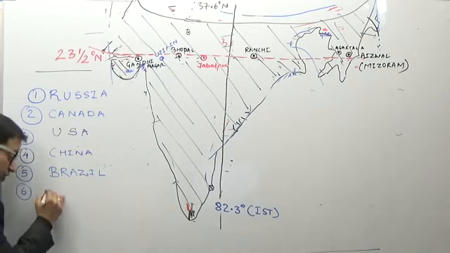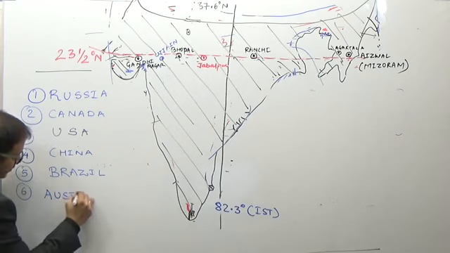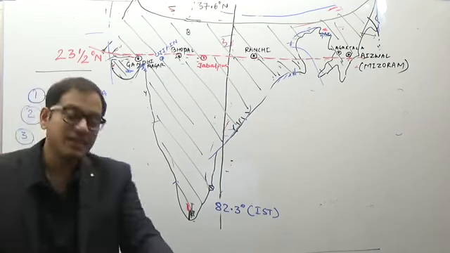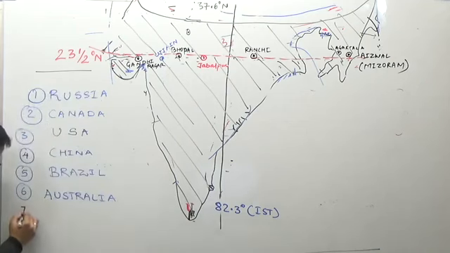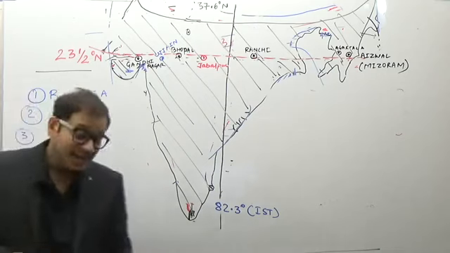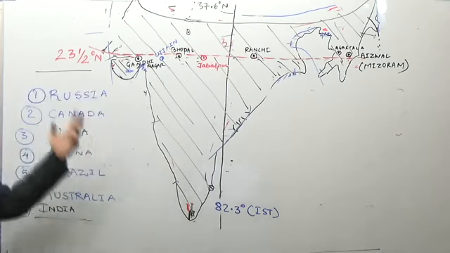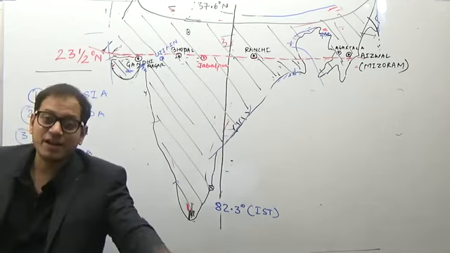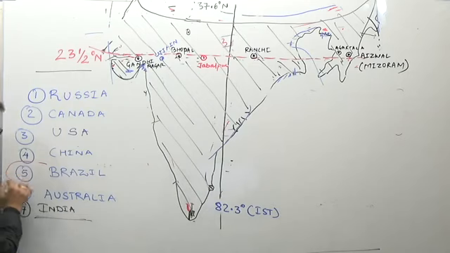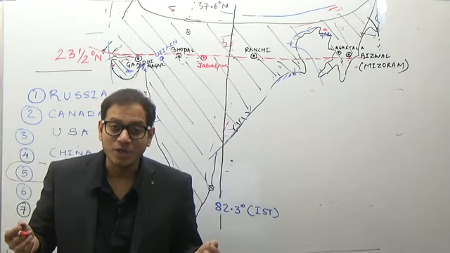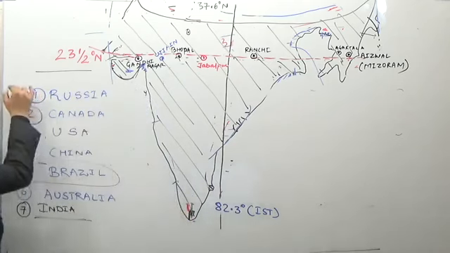The sixth biggest country in the world is Australia, which is also the smallest continent in the world. And no doubt the seventh biggest country in the world is our India. So India is the seventh biggest country in the world. And what are the countries which are bigger than India? Russia, Canada, USA, China, Brazil, Australia. Now remember one interesting fact of Brazil. Brazil is the fifth biggest country in the world by area as well as by population. While these are the countries biggest in the world by area.